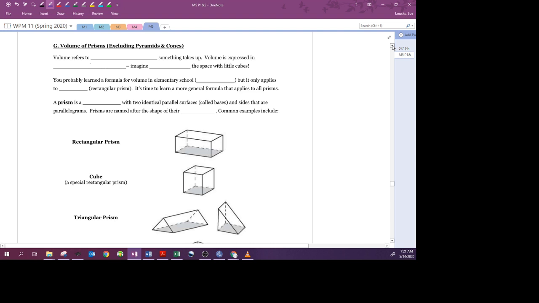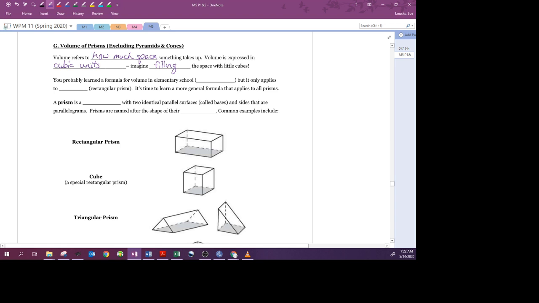Okay, part G, volume of prisms excluding pyramids and cones. So we're just going to do a few shapes for now. Volume refers to how much space something takes up. Volume is expressed in cubic units. Imagine filling the space with little cubes. How many cubes does it take?